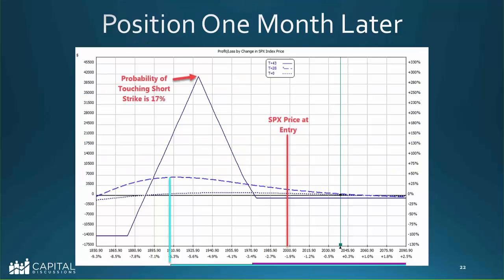The probability of touching that short strike is about 17%, and the 2 standard deviation lower bound at T plus 28, which is 15 days before expiration, is well inside the tent, so it's looking safer and safer to do the reverse Harvey. So let's go ahead and do that and see what happens.